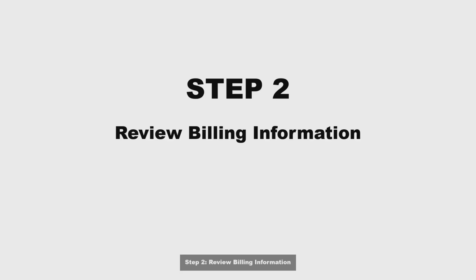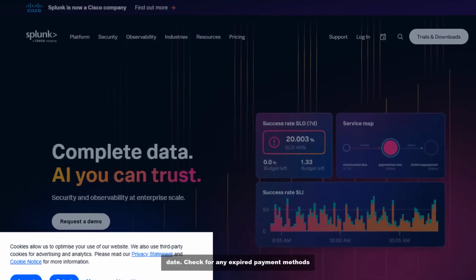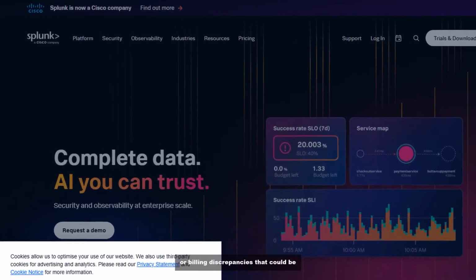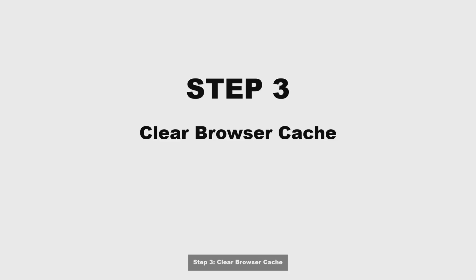Step 2. Review billing information. Ensure that your billing information is up to date. Check for any expired payment methods or billing discrepancies that could be causing a subscription error. Step 3. Clear browser cache.